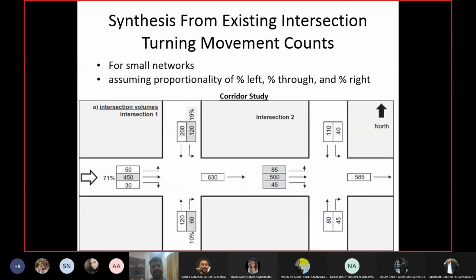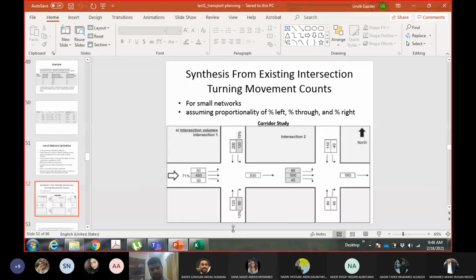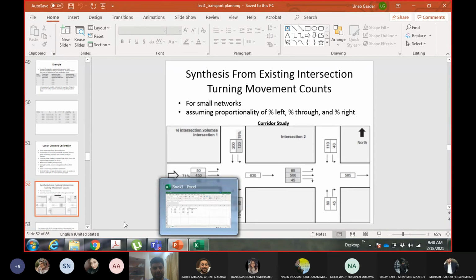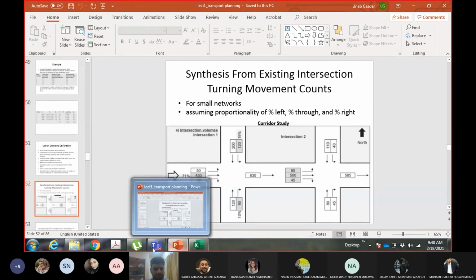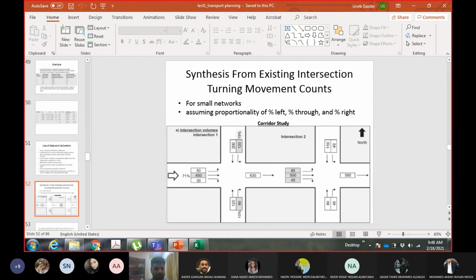Like I said, you can also get the data from the turning counts of the intersections as well. But let us do it on Sunday so we can complete this example as well. I will explain it and we will complete the example. If you have any questions, please go ahead.